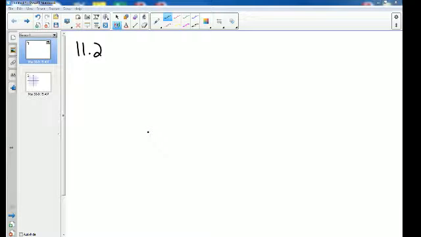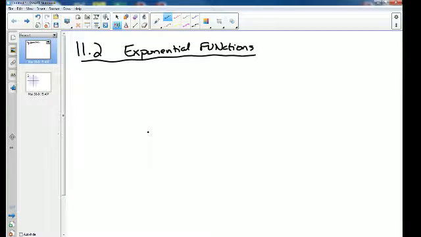Okay, exponential function. A lot of similarities to everything you've learned this year with functions. It's just a little different equation and graph. So we're going to learn what an exponential function is, and then we're going to graph them. And there are some science applications here we'll talk about today and tomorrow.